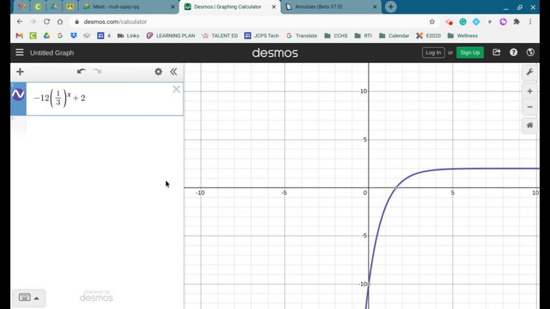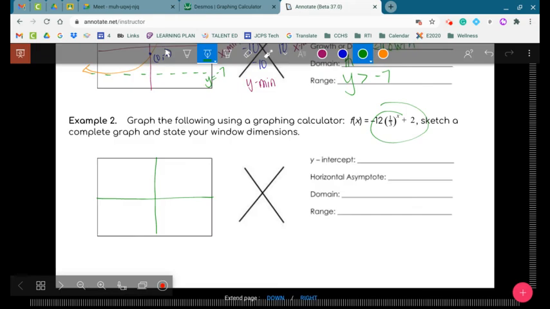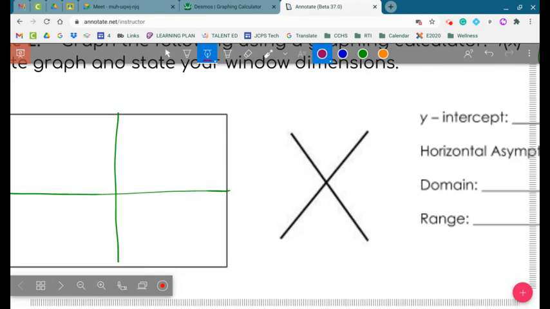Okay, so this is our graph. We can keep it in our -10 and 10 dimensions because our y-intercept is at -10. And it looks like right here it gets super close to y equals 2, but it never crosses. So keep our dimensions the same.